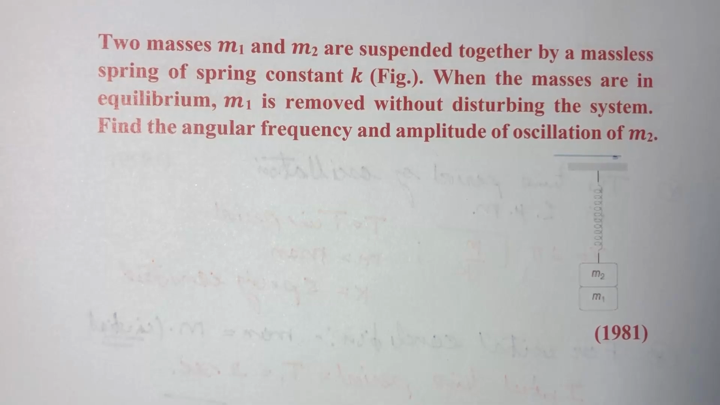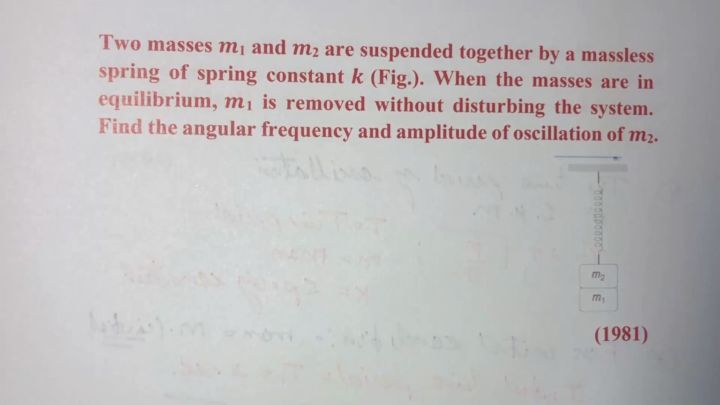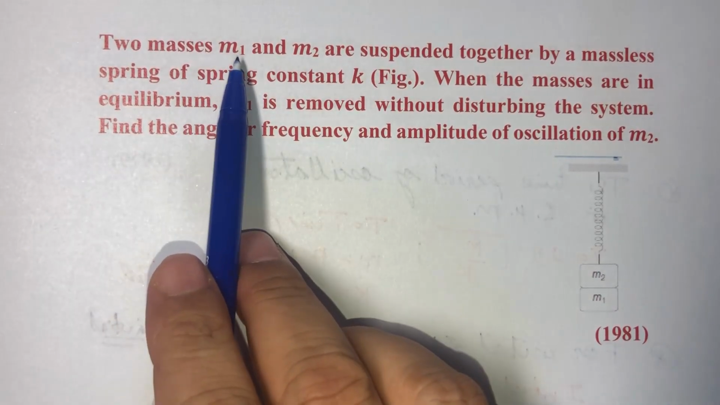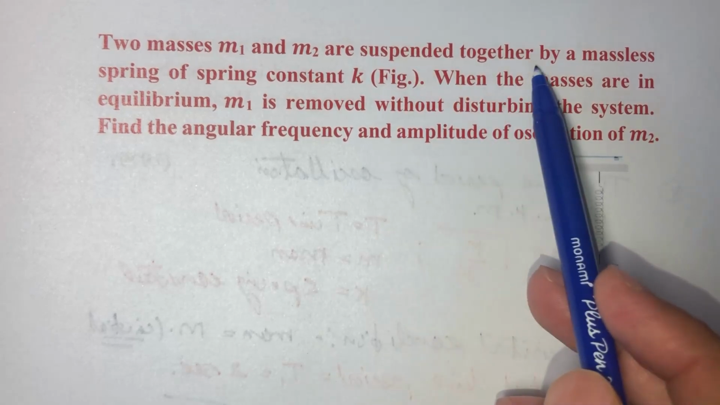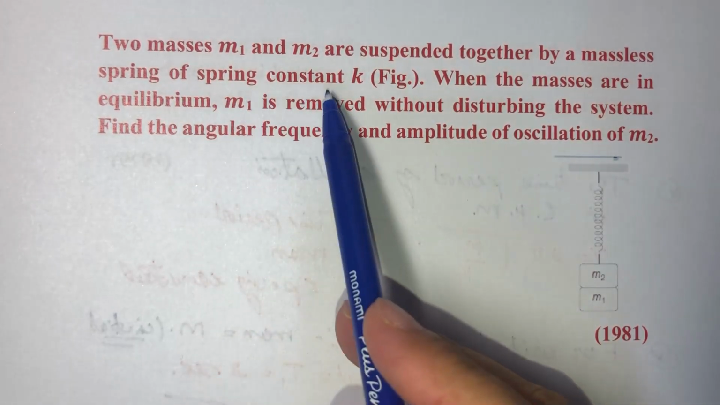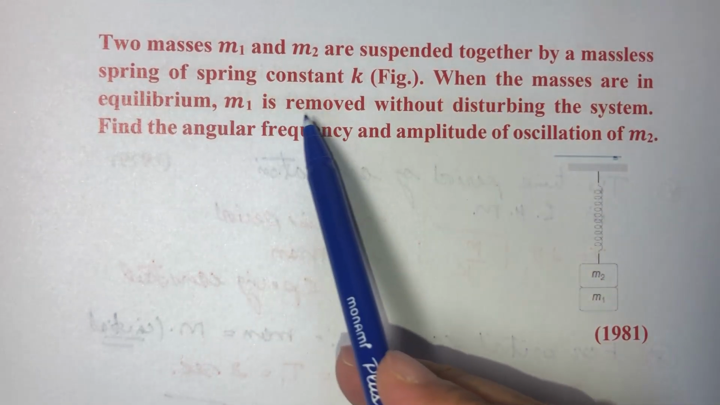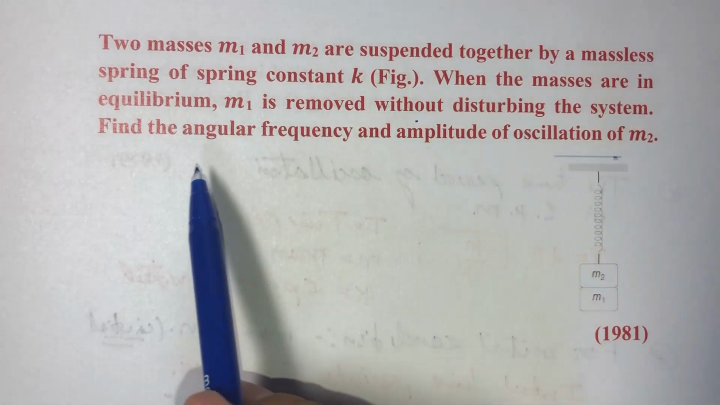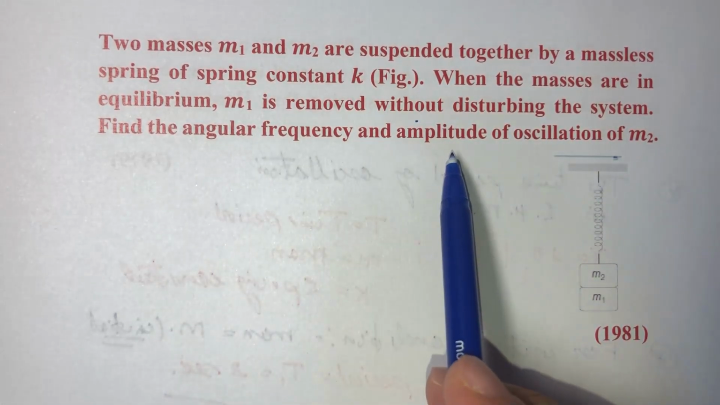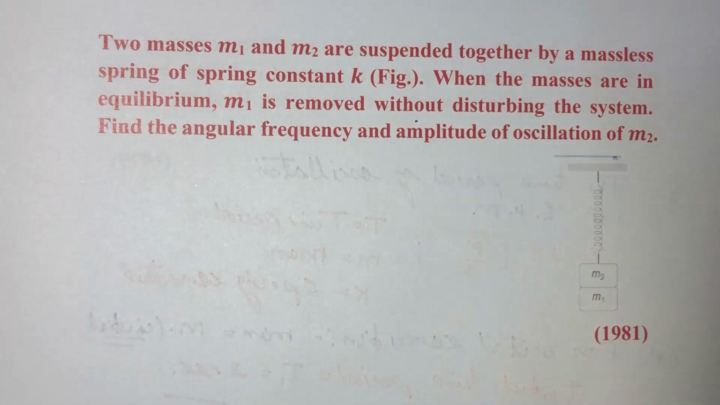Hello friends, today's question: we have two masses m1 and m2 suspended together by a massless spring of spring constant k. When the masses are in equilibrium, m1 is removed without disturbing the system. Find the angular frequency and amplitude of oscillation of m2.